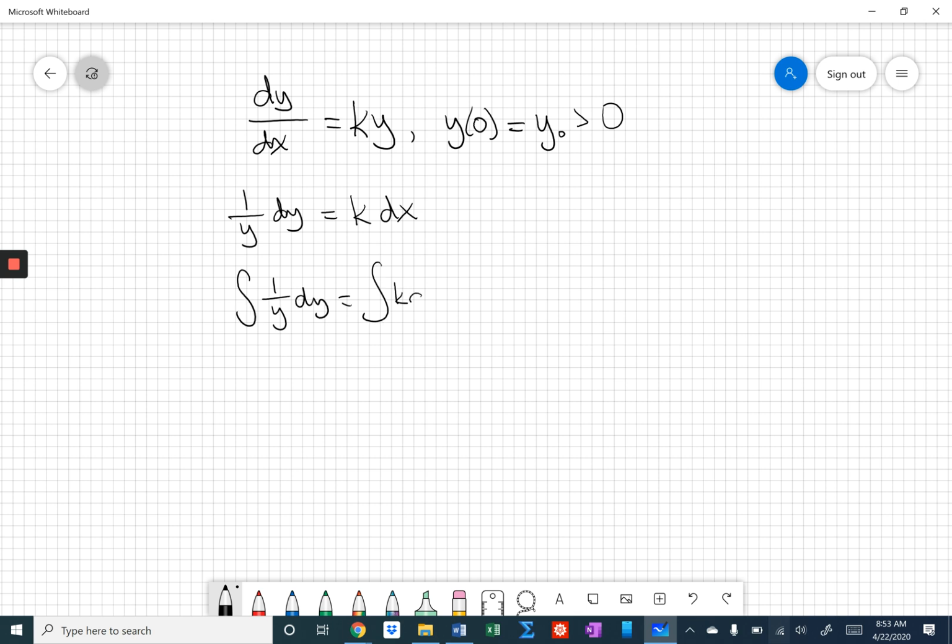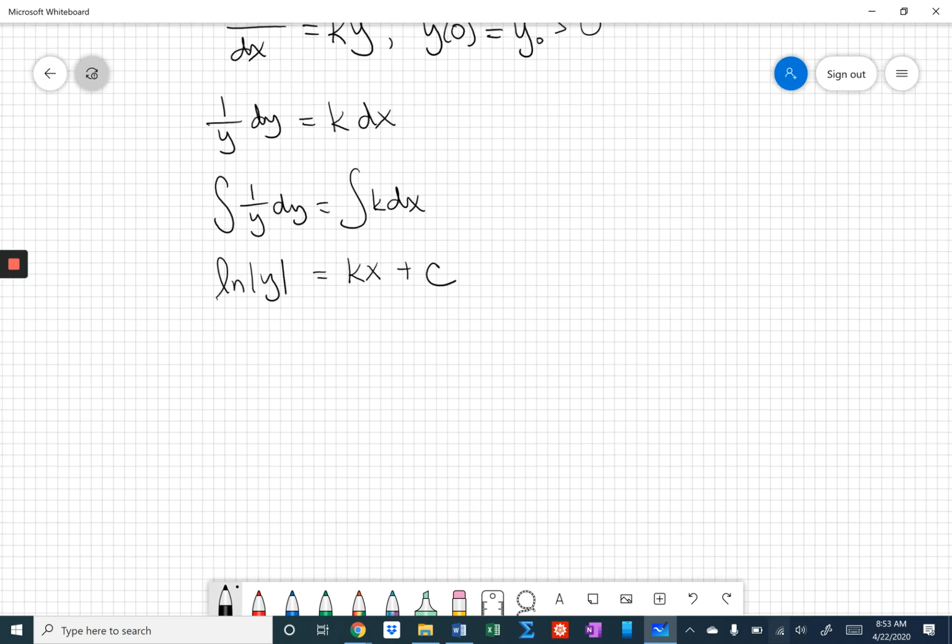So we get this equation here. The antiderivative of 1 over y with respect to y is going to be the natural log of the absolute value of y. The antiderivative of k dx, k with respect to x, is going to be k times x. And of course, don't forget your constant of integration.